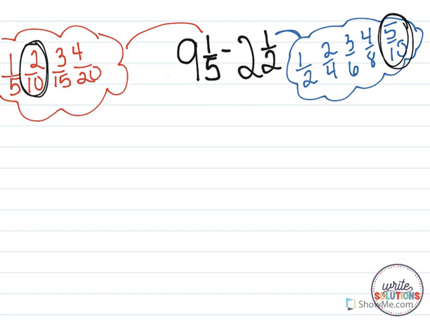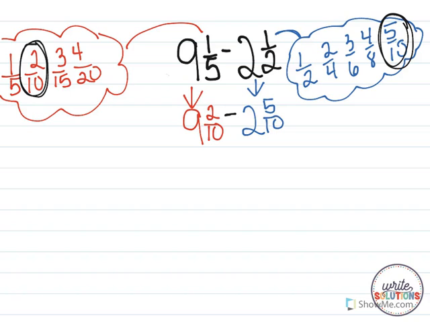So I'm going to rewrite my mixed numbers. I'm going to rewrite 9 and 1/5 as 9 and 2/10. Same value, but it's going to help me out in this situation to call it 2/10 instead of 1/5. And instead of 2 and 1/2, I'm going to write 2 and 5/10. Again, same value, but a friendlier name in this situation.